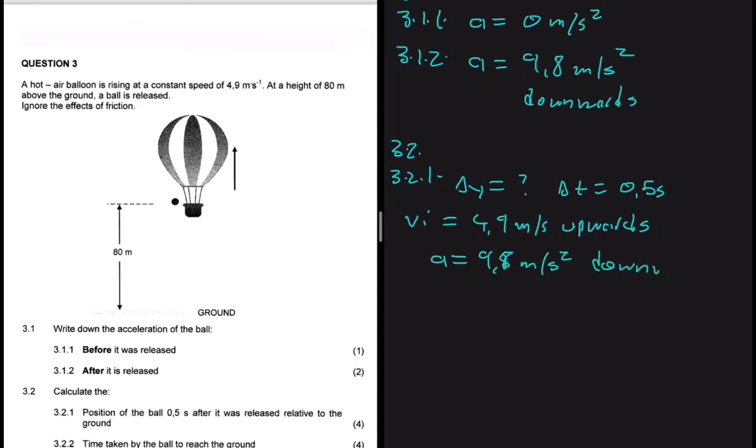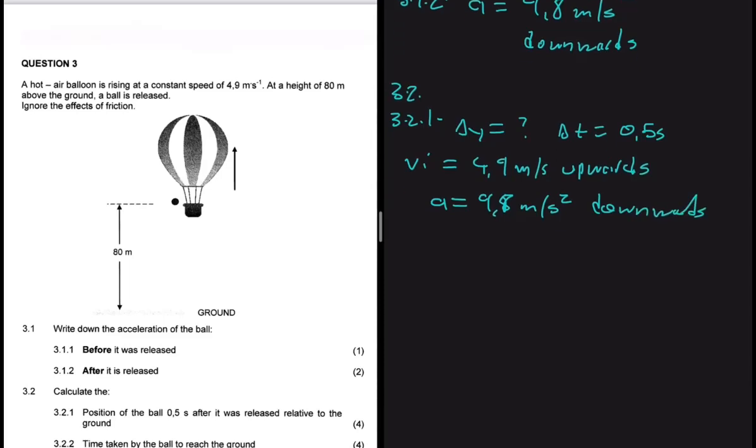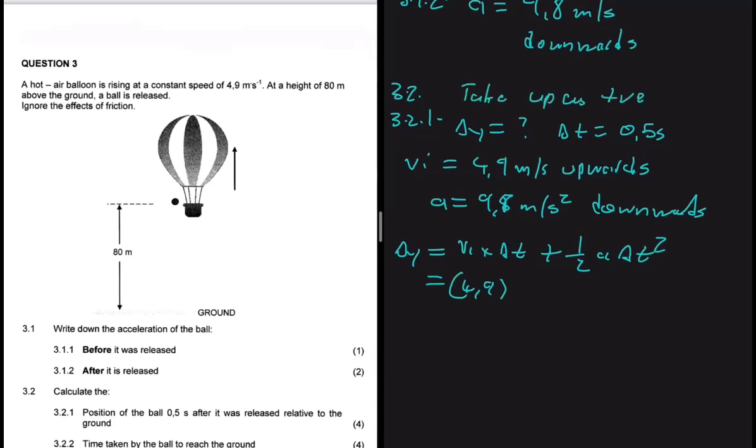So now, looking at this information we have, which equation can we use to find delta y? We can obviously say that delta y is equal to vi multiplied by delta t plus a half a delta t squared, right? So what we can do now is just substitute. What is vi? We can see that vi is 4.9 upwards, right? So let's take up as positive. Take up as positive, right? So everything that is upwards, we're going to put with a positive sign, and things that are downwards, we're going to put a negative sign, right?